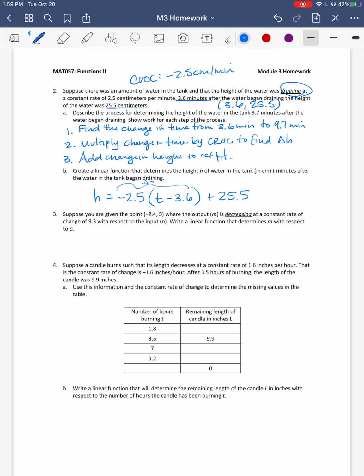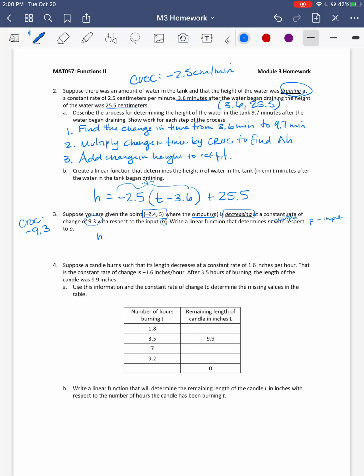So for question 3, same thing. We're given this as our reference point. M, my output, is decreasing at a constant rate of 9.3. So my rate is negative 9.3 with respect to the input, and my input is actually P. So write a function that determines M with respect to P. Even if I didn't tell you the first part, M with respect to P is telling you M is my output, and P is my input.